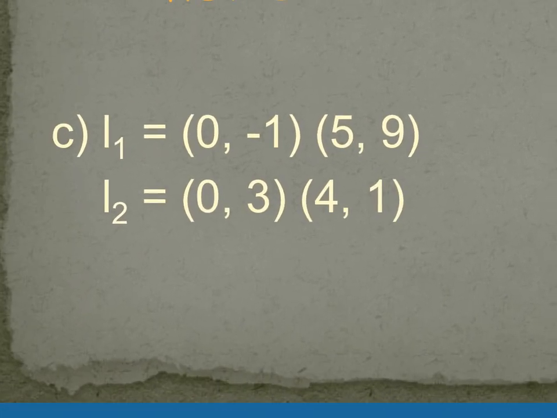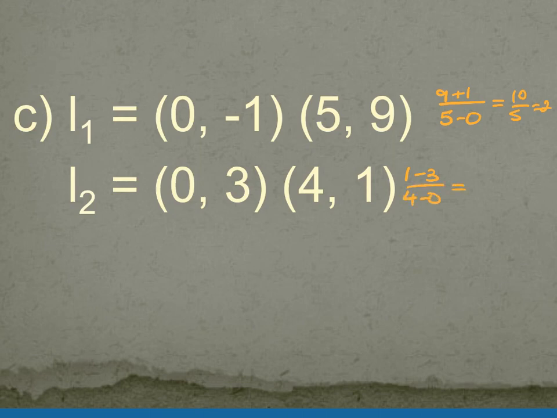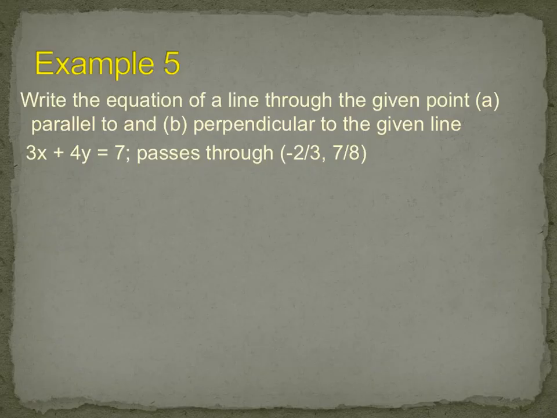C gives you the points. So what do you got to do first? Find the slope. So 9 minus a -1 becomes 9 plus 1, over 5 minus 0. I get 10/5, which is 2. Then 1 minus 3 and 4 minus 0, that's -2/4, which is -1/2. What's the relationship here? Perpendicular, opposite reciprocals.